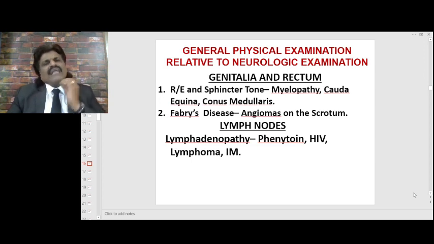Then we have to look at the lymph nodes. If there is lymphadenopathy, it could be due to phenytoin, HIV, lymphoma, or infectious mononucleosis.